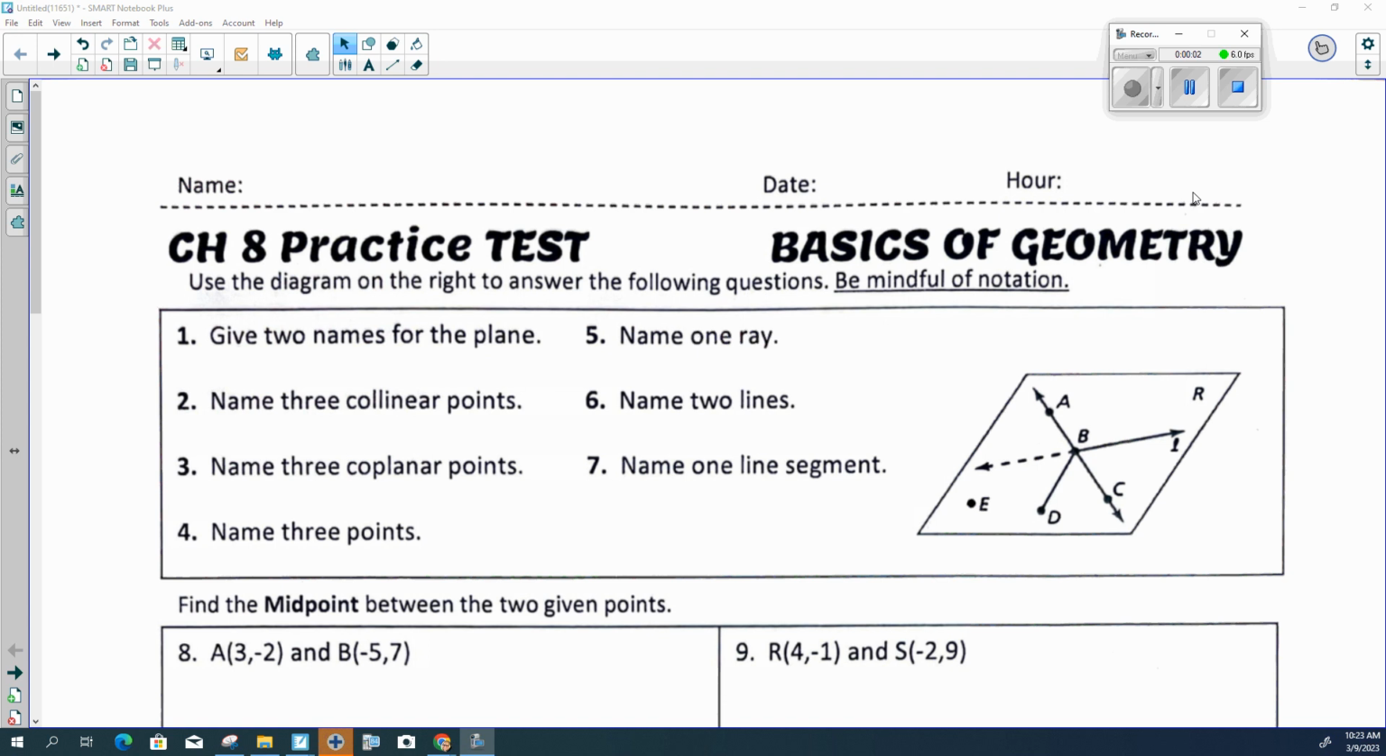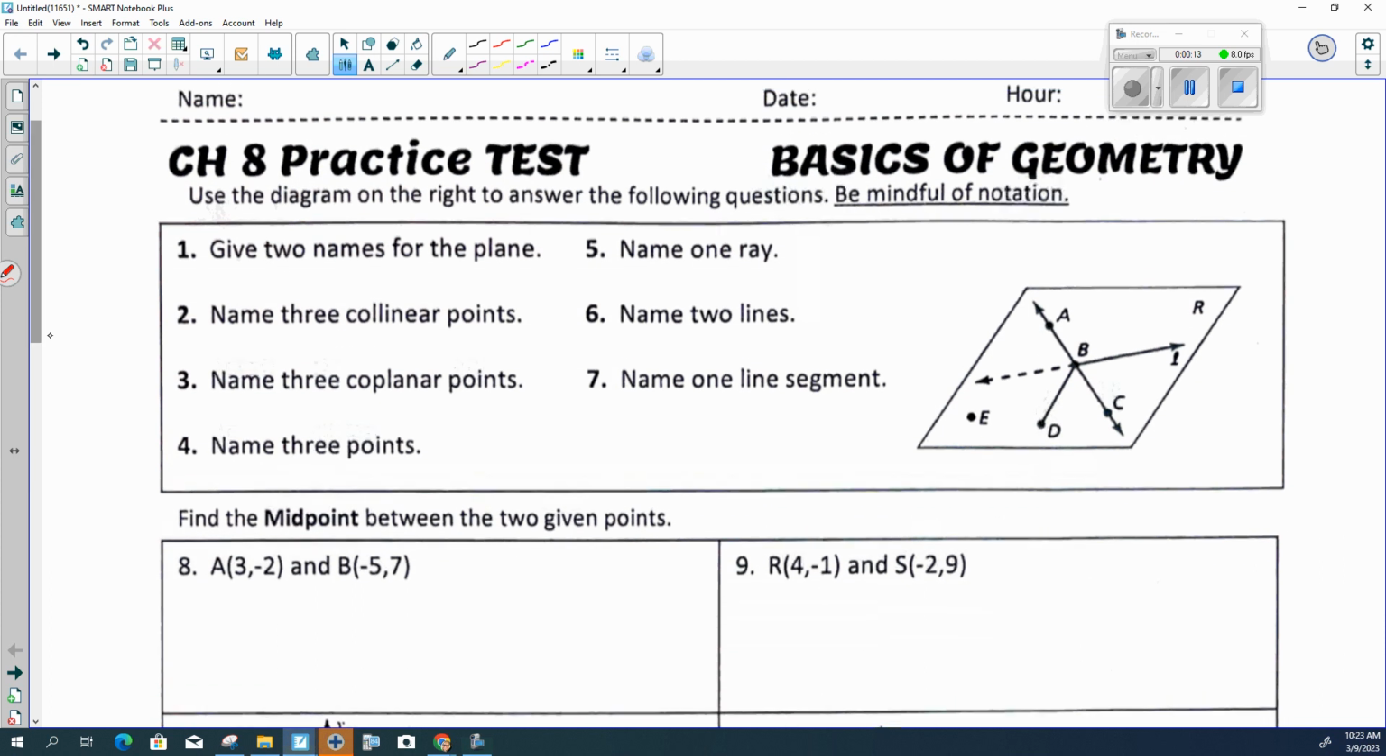We have a test tomorrow, an end of unit test for the basics of geometry. We're actually studying geometry until the end of the year, so just the basics is lots of vocabulary. I'm going to go through this review for the practice test and make sure you have the right answers, especially if you weren't here. We're going to use this diagram to follow the questions.